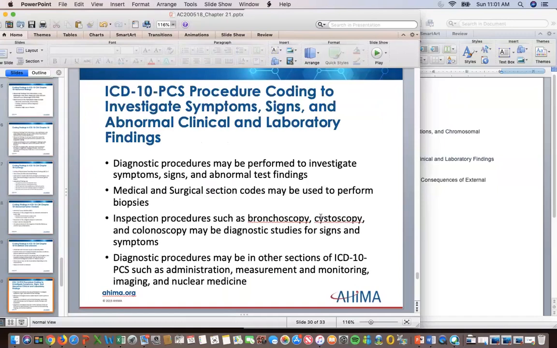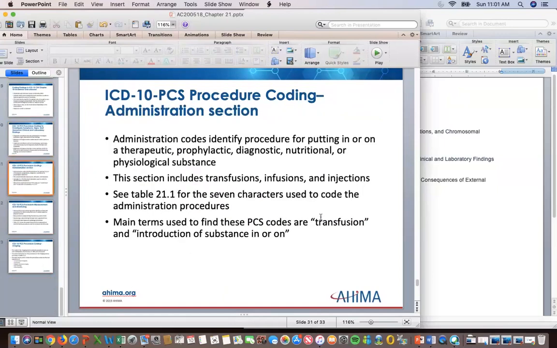There may or may not be resuscitation depending on the circumstances, and the reason for death is unknown. Now we get into a little bit of the diagnostic ICD-10 PCS procedure coding to investigate symptoms, signs, abnormal clinical and laboratory findings. Again, it may do some diagnostic procedures to investigate the abnormal findings. Medical and surgical section codes may be used to perform biopsies. Inspection procedures are bronch, cysto, colonoscopy.